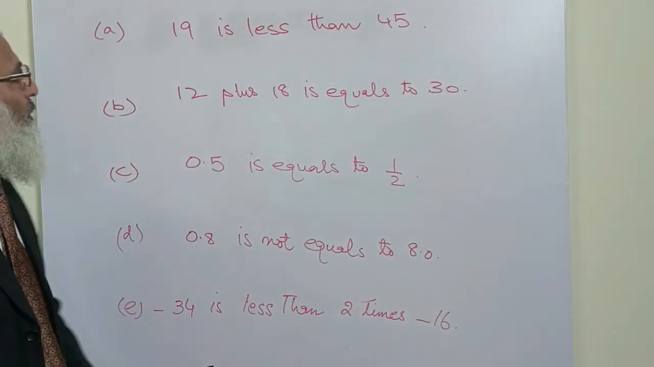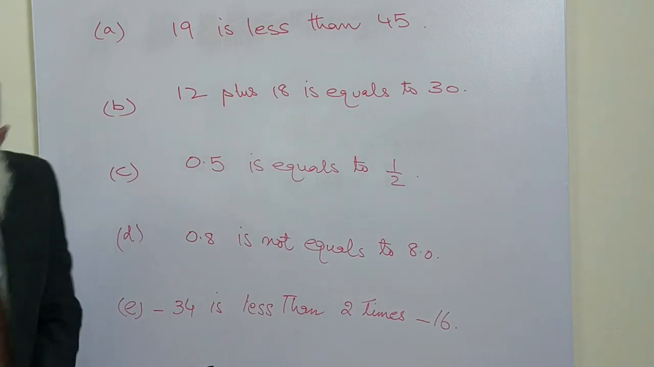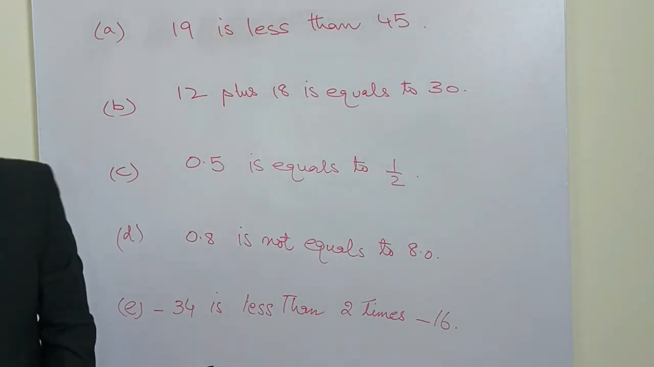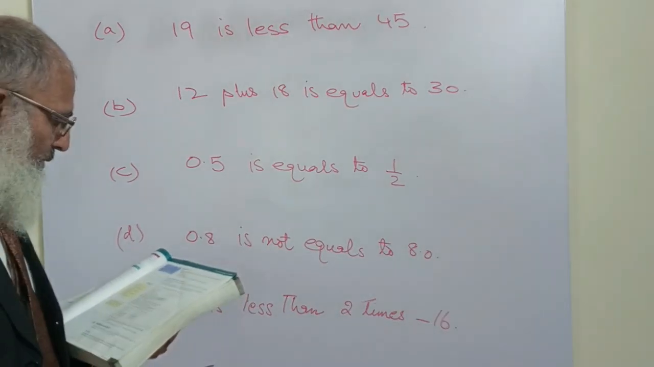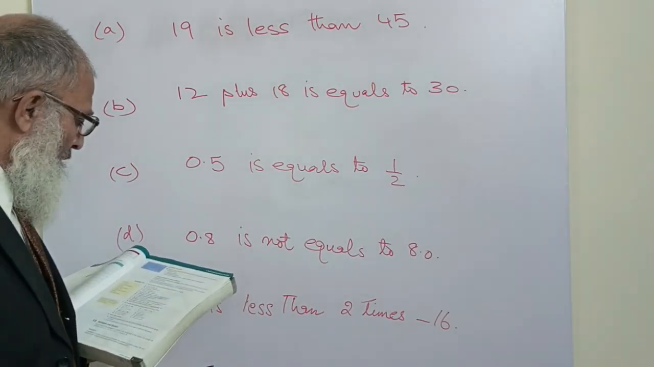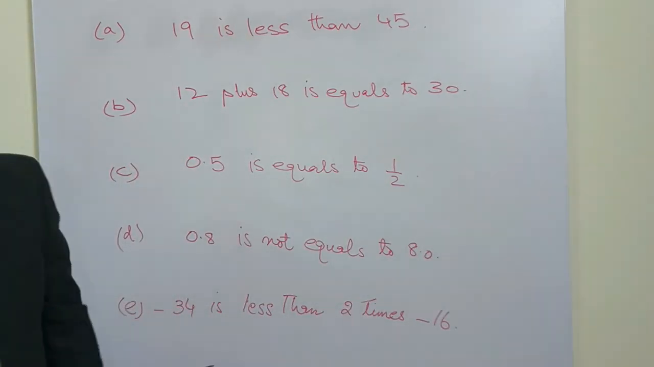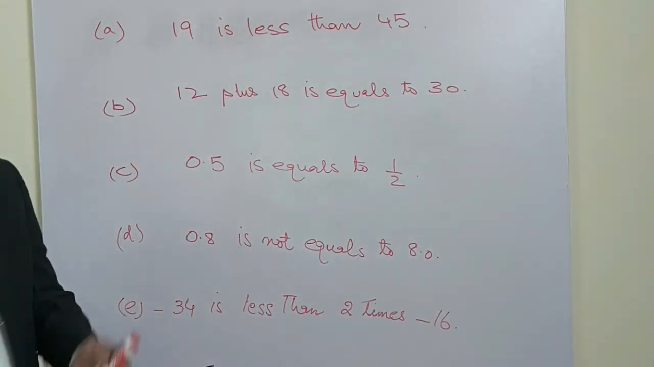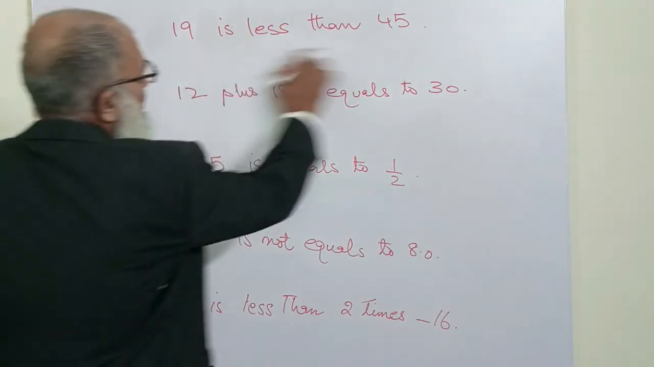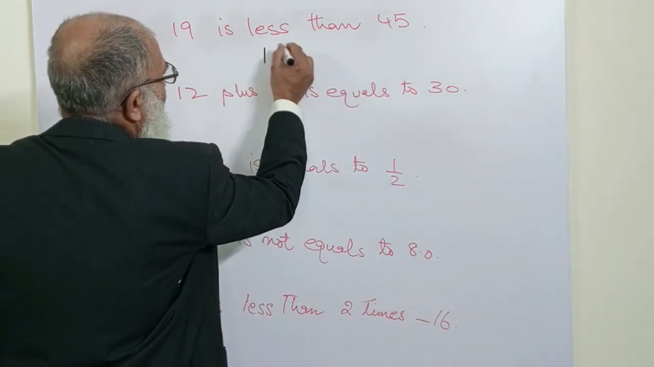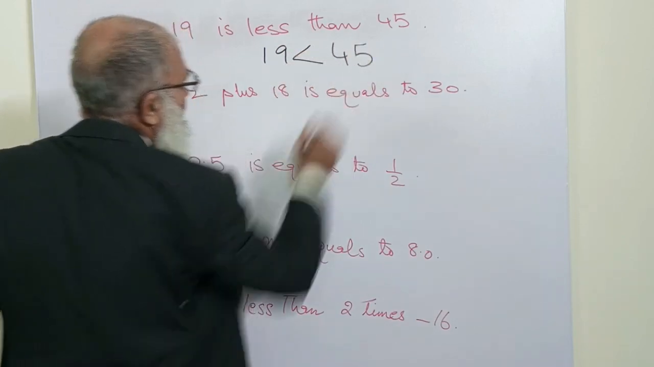Well students, we are going to start exercise 1.2, and exercise 1.2 states that we rewrite each of the statements using mathematical symbols. These are written in English, so I am going to write these statements in English in front of you. 19 is less than 45.